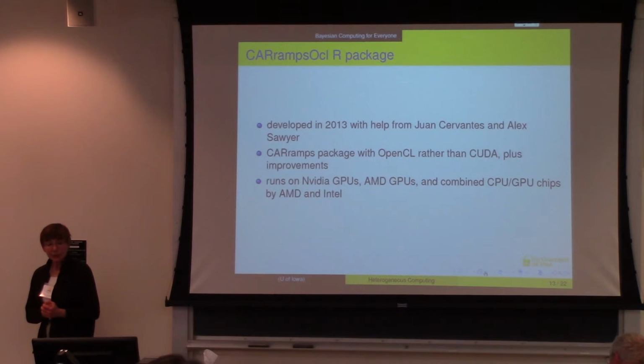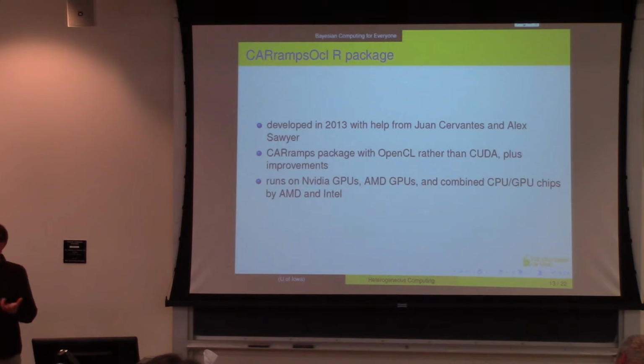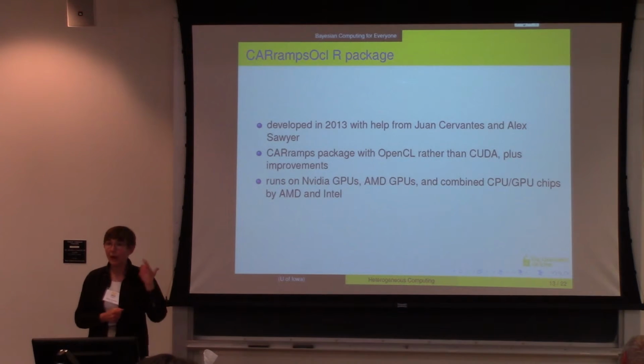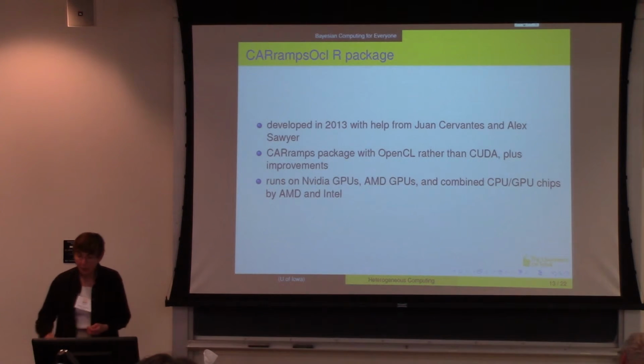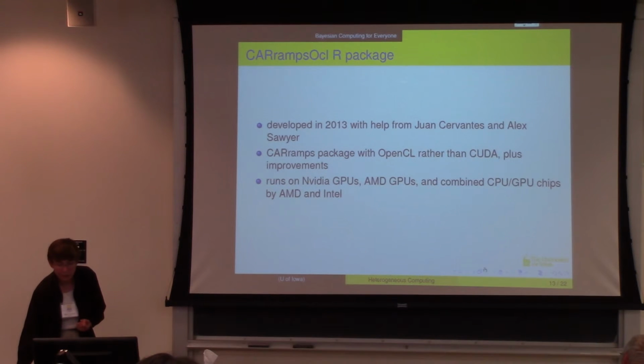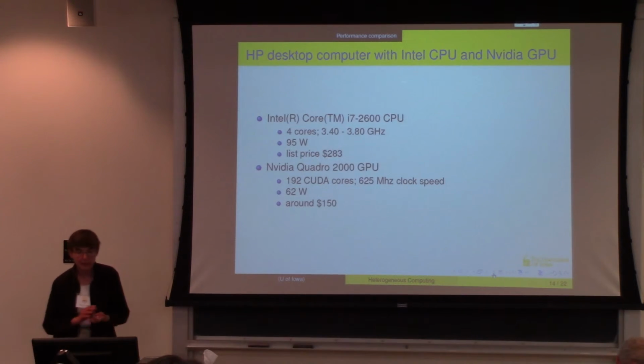So in 2013, with help from two then master's students, Juan Cervantes and Alex Sawyer, I developed the CUDA ramps OCL package. It's basically CUDA ramps, but with OpenCL calls rather than CUDA. I've tested it on a variety of hardware, and it certainly would run on many other ones, anything that had an OpenCL implementation for it.